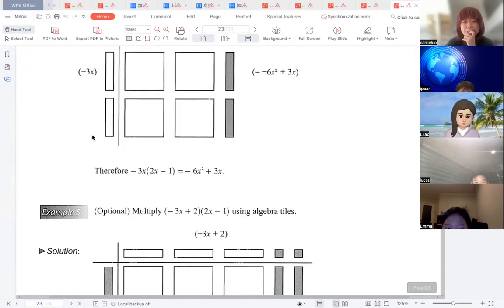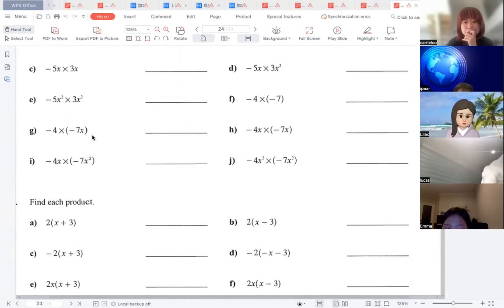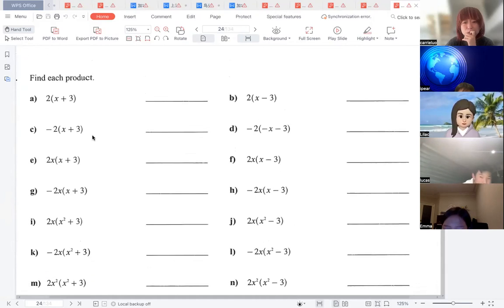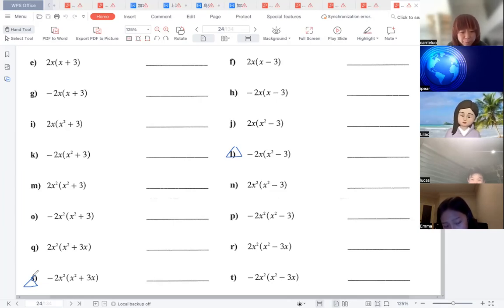Get it? Okay, so let's just do 2 questions, okay? Number 1 and number 2. Okay, so Emma, Lilac, Lucas, and Daniel, please send it to me by chat.